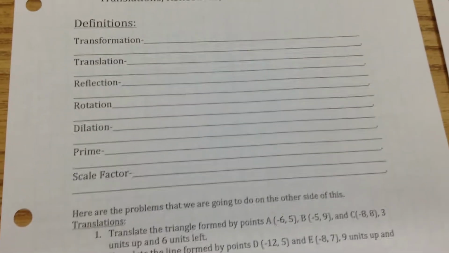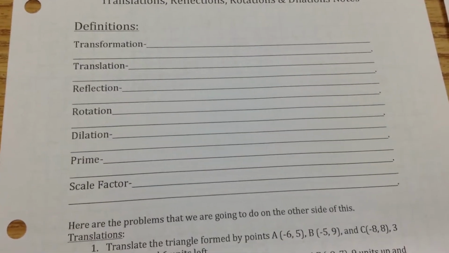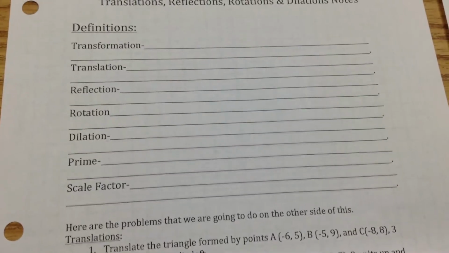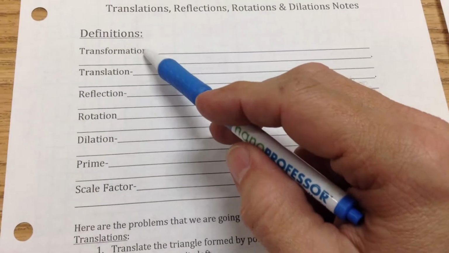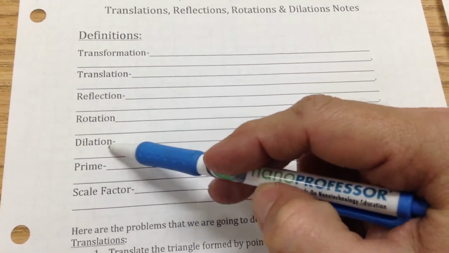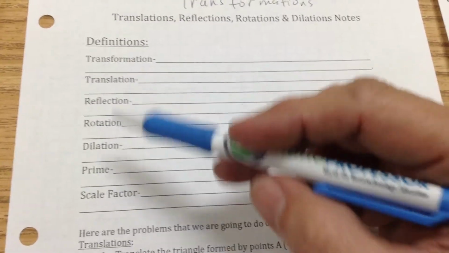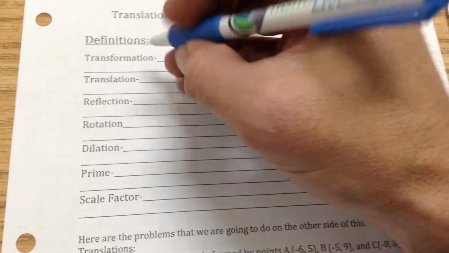We're going to quickly go through our video notes, and first we're going to start with our definitions. All the things we're going to be talking about today are different types of transformation. So all these, translation, reflection, rotation, dilation, all of those are different types of transformation. So let's just define what a transformation is.